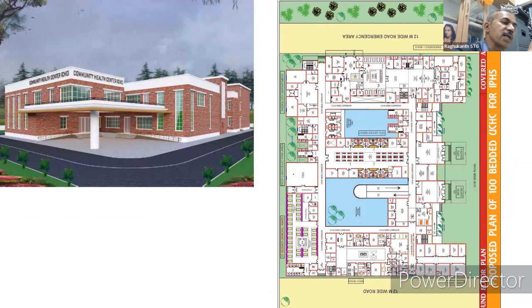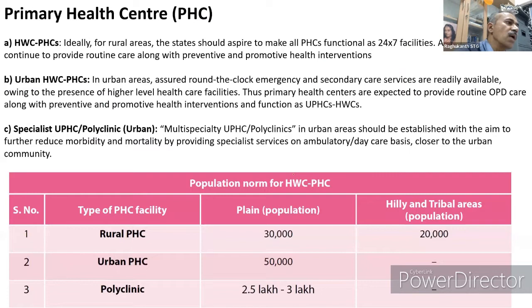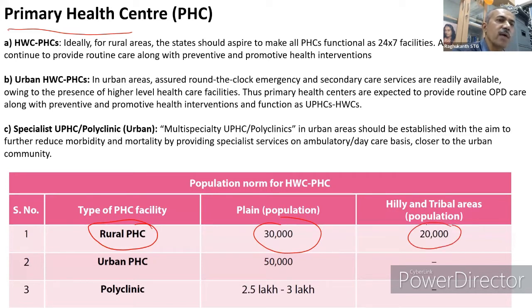So all the details are available in the Indian Public Health Standards. Now coming to primary health centers, the definition is like this. For a rural primary health center, for a population of 30,000, you should have one primary health center. If it's a hilly and tribal area, for 20,000 population, one primary health center has to be there. This is the definition of a primary health center, and when the population is more, the CHC, then the PHC will come into picture.